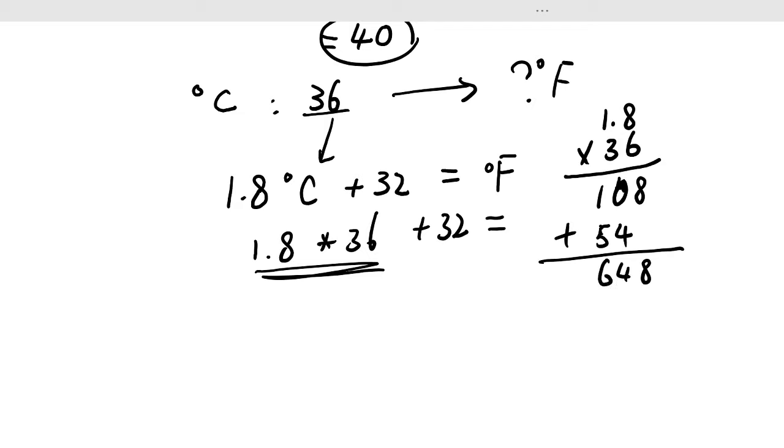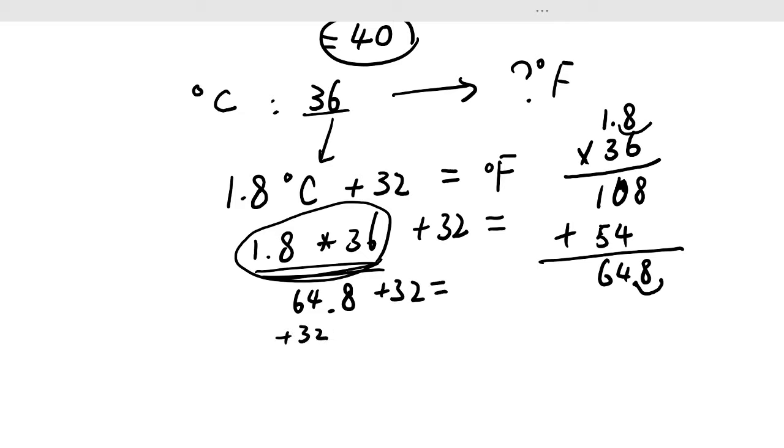We count the decimal point, 1, so we move the decimal point 1 to the left because we have only 1. That's always going to happen when you count: you have to move to the left once. So from the multiplication, we get 64.8 plus 32 equals, I'm going to add 32 right here. That's going to be 96.8.